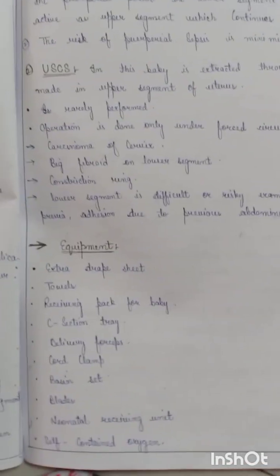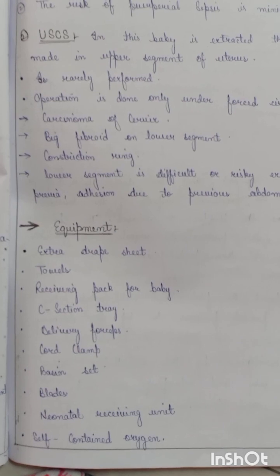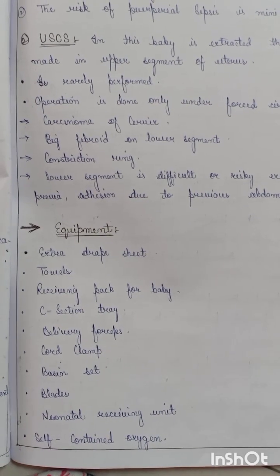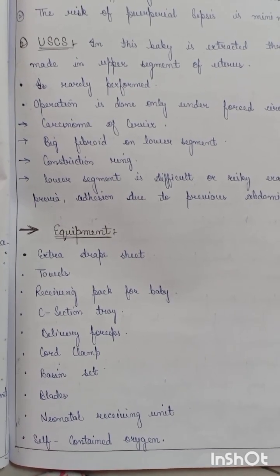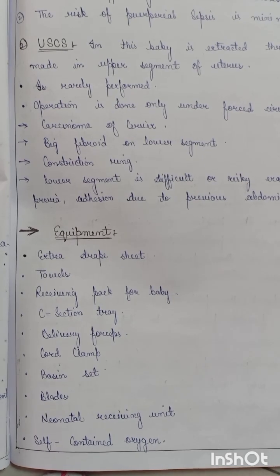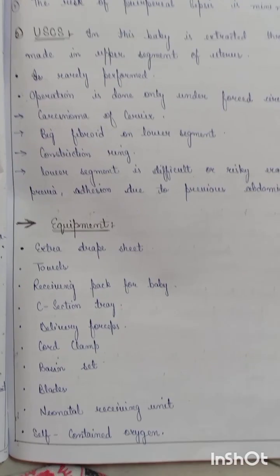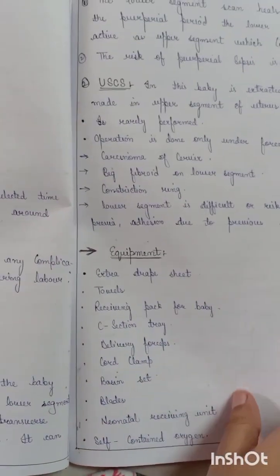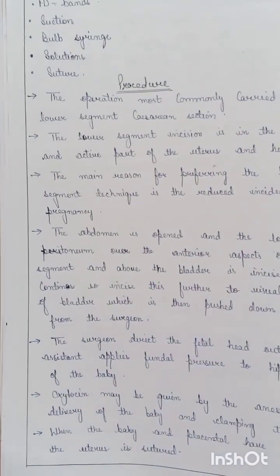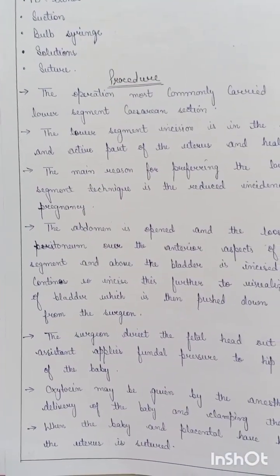Equipment: extra drape sheet, towels, receiving pack for baby, C-section tray, delivery forceps, cord clamp, basin set, blades, neonatal receiving unit and self-contained oxygen, ID band, suction, bulb syringe, solution, sutures.